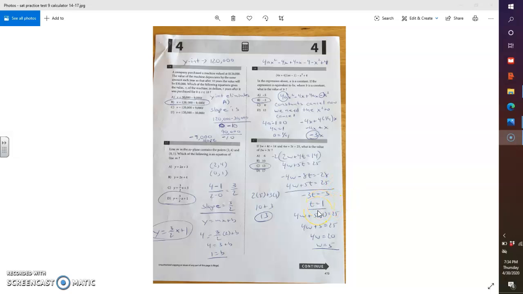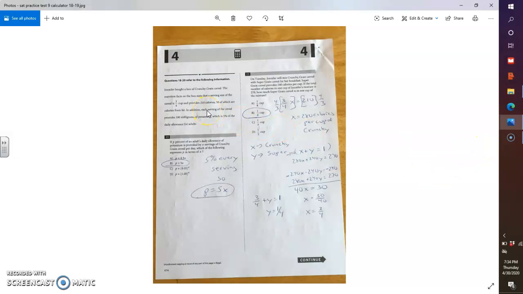I plug that back into an original. I chose the bottom one, but it doesn't really matter. 5 times 1 is 5. We subtract 5 on both sides, and we divide by 4. My w is 5. So if my w is 5 and t equals 1, 2 times 5 is 10, 3 times 1 is 3, and 10 and 3 is 13.